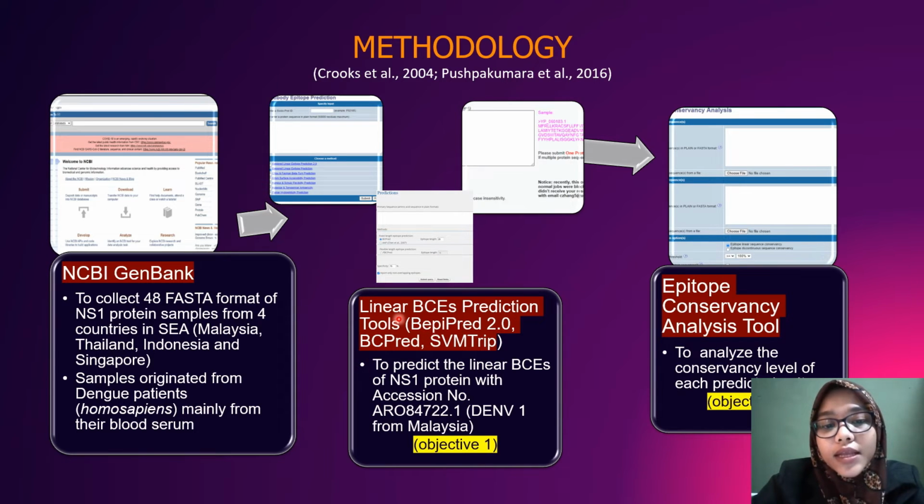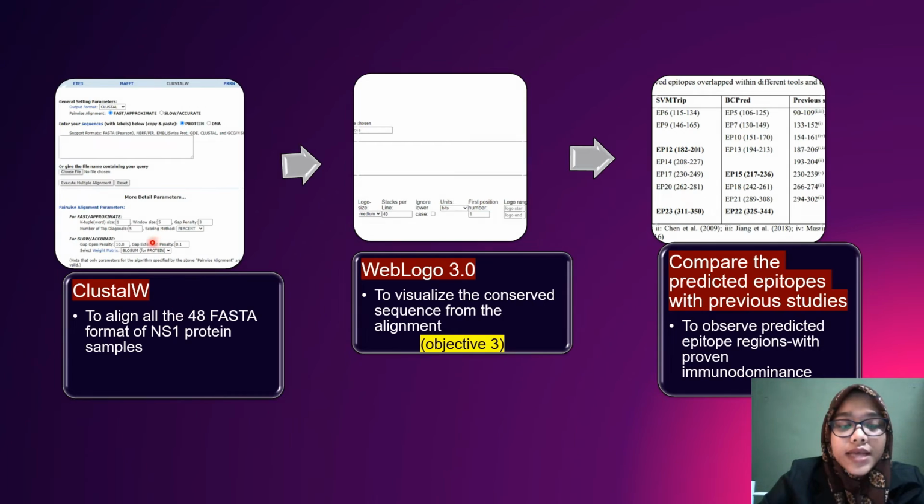Next, I predicted the linear B-cell epitopes of the NS1 protein with this accession number, which is the dengue virus serotype 1 from Malaysia, using BPPRAT 2.0, BCPRAT, and SVM. Next, I used the epitope conservancy analysis tool to analyze the conservancy level of each predicted epitope. Next, I used ClustalW to align all the 48 FASTA format NS1 protein samples. Then, I visualized the conserved sequence from the sequence alignment using WebLogo 3.0.